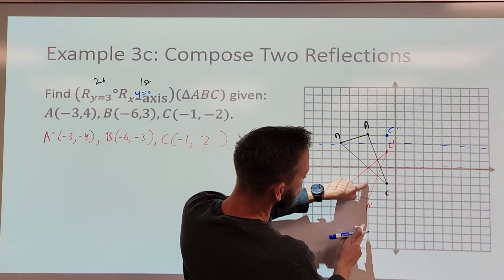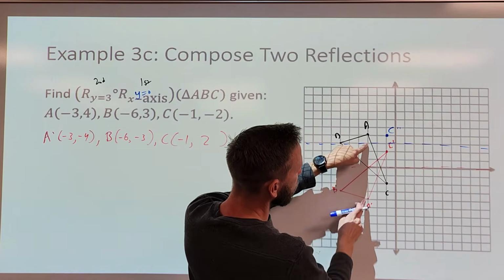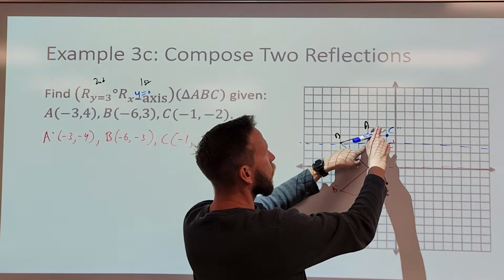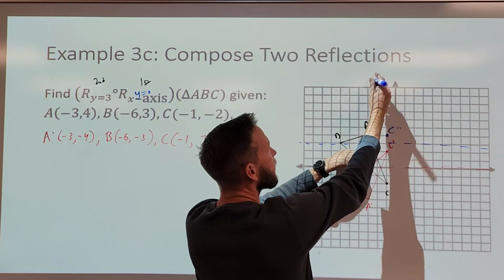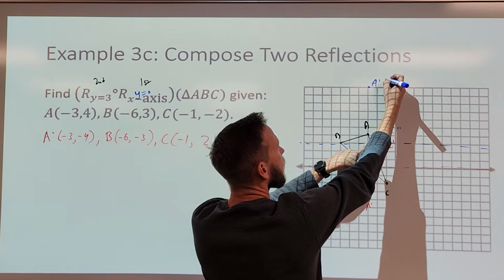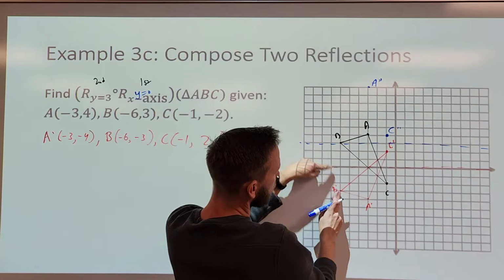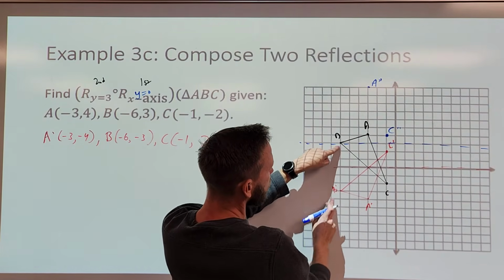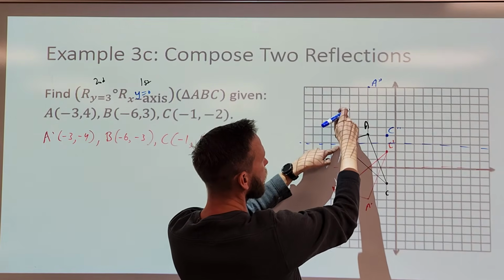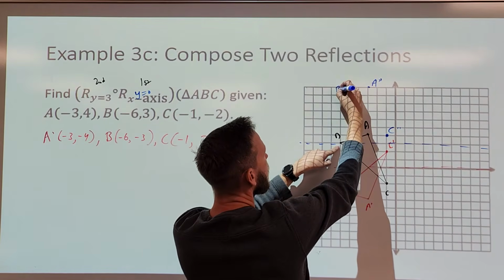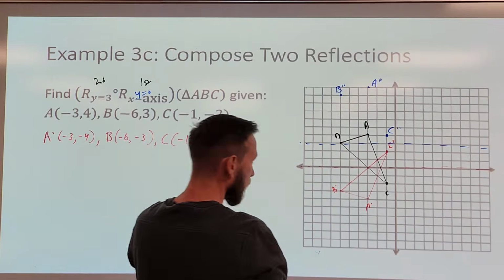If this point is 1, 2, 3, 4, 5, 6, 7 spaces away, then I've got to go 1, 2, 3, 4, 5, 6, 7 spaces away on the other side. If this is 1, 2, 3, 4, 5, 6 spaces away, then I need to go 1, 2, 3, 4, 5, 6 spaces away on the other side.